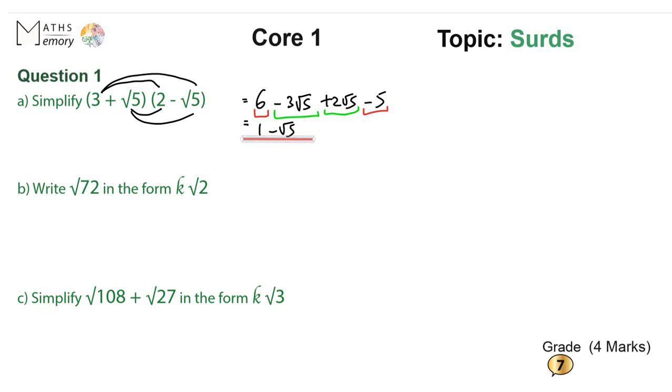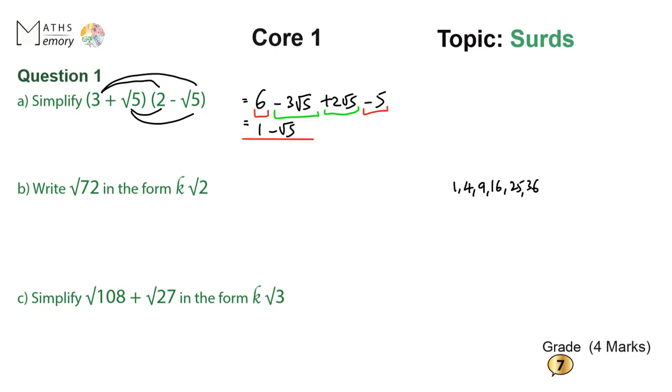A bit different in nature. It's simplifying different numbers. Part B says root 72. Write this in the form of k root 2. Okay, so how do we find out k? Now, when you simplify a number, a little shortcut, a top trick is to always write the square numbers, should we say, from 1 to 36. 1, 4, 9, 16, 25, 36.